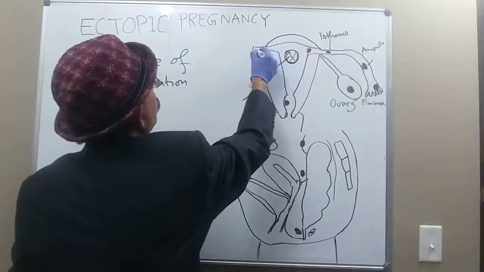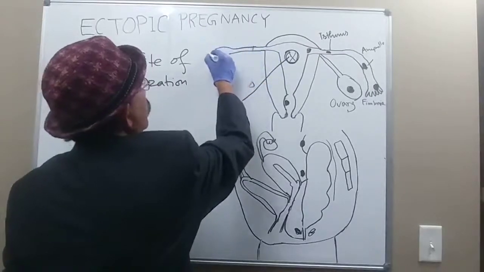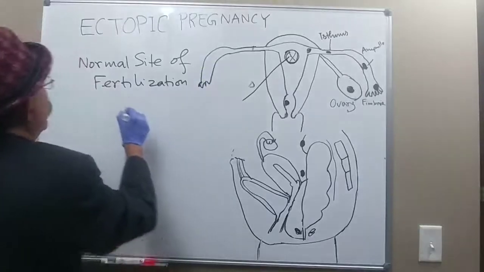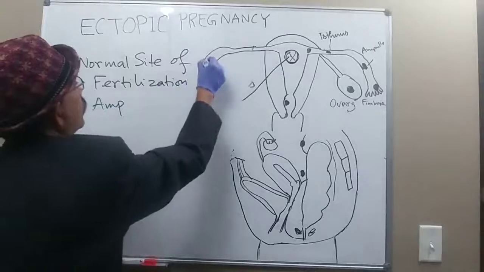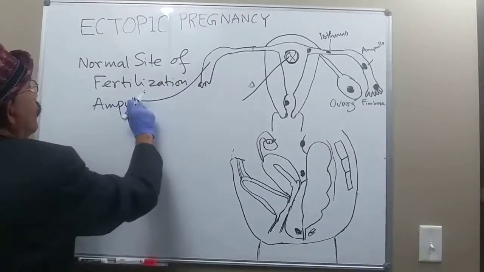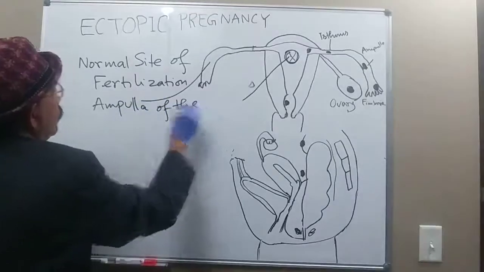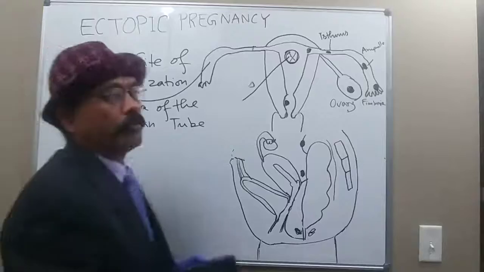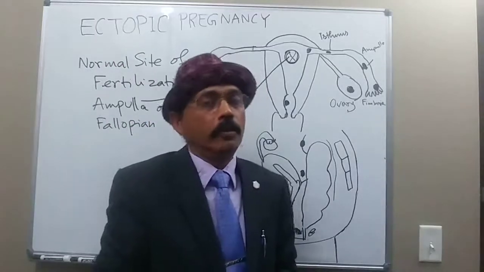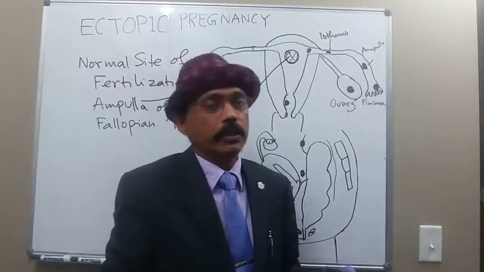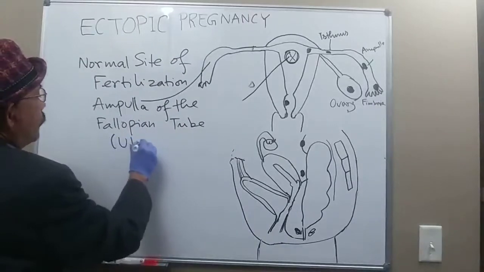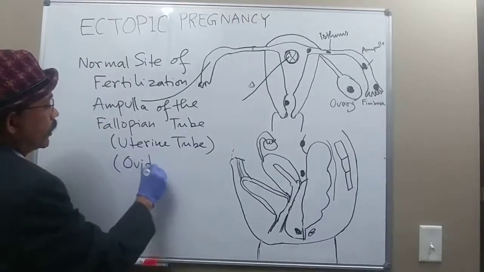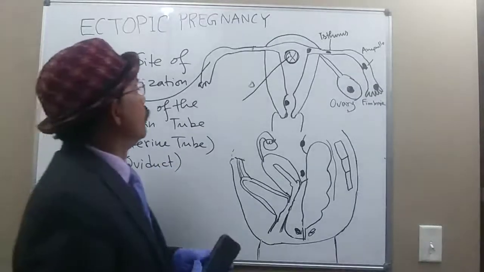So this is the fallopian tube. We have drawn one fallopian tube here, another fallopian tube here. This is the ampulla of the fallopian tube. The fallopian tube is also called the uterine tube, and you can also call it the oviduct. So we have different names.